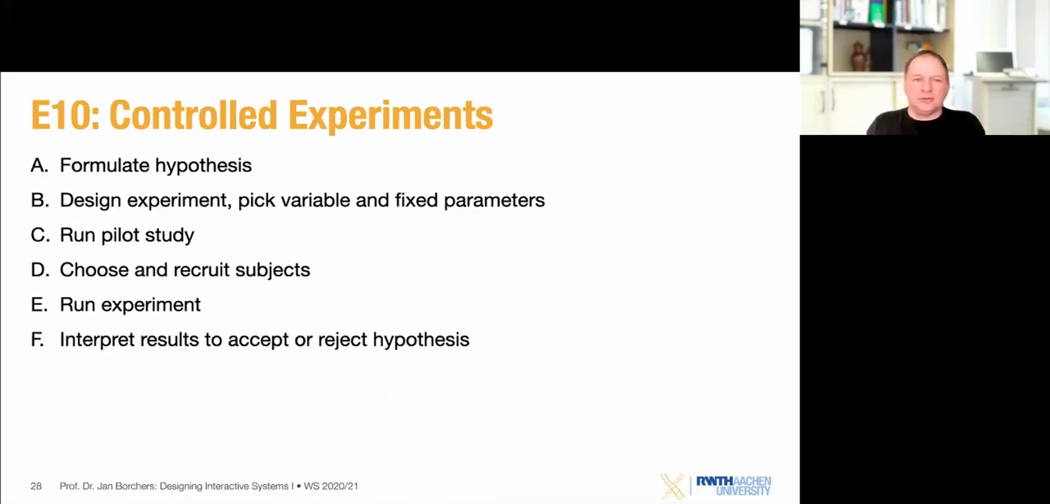Well, you formulate a hypothesis, you design an experiment, you pick your variable parameters, you pick your fixed parameters. You run a pilot study to debug your experiment, basically. You then choose and recruit your subjects, your participants, your users, and you run the experiment, and then you analyze the data that you collected, you interpret the results, and you then can accept or reject the hypothesis that you had. As an example, this hypothesis could be something like, I think pie menus are faster to select than linear menus on a typical laptop computer application.